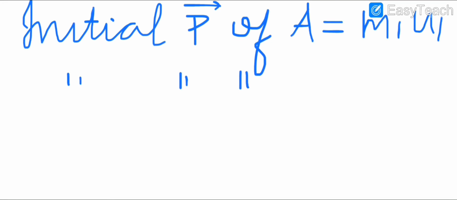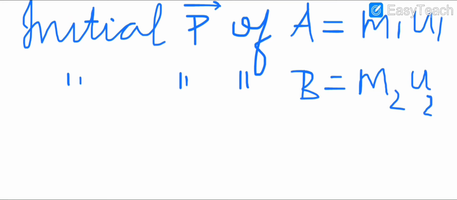Momentum of B. What is the initial momentum of body B? Mass is m2. Velocity is u2. Right? So initial momentum of A is m1 u1. Initial momentum of B is m2 u2.